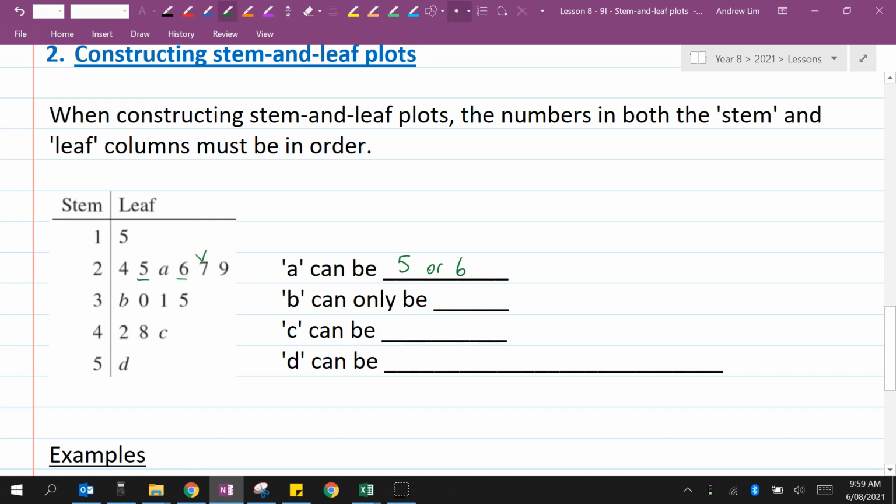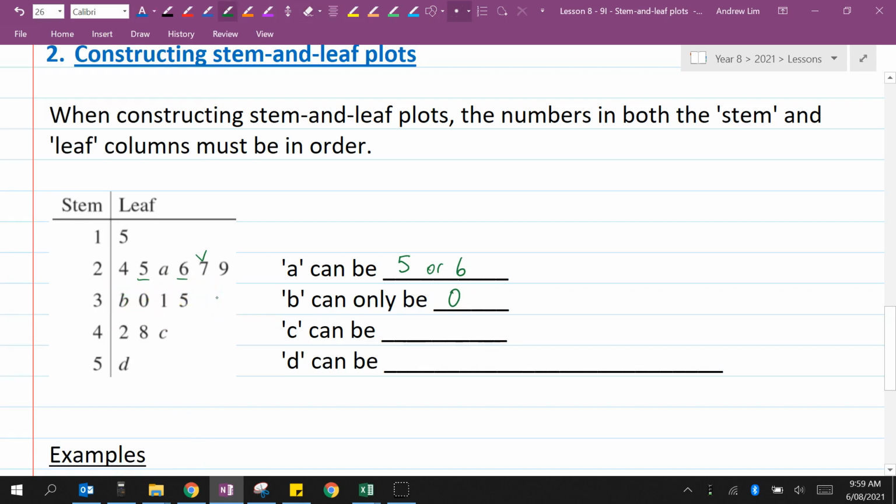For question B, the only number that will make sense is to write a 0 there because these have to be in order. Right? If we were to write a 2, that doesn't make sense. We have to write 2 after the 1. If we write a 7, that doesn't make sense. We have to write a 7 over here.